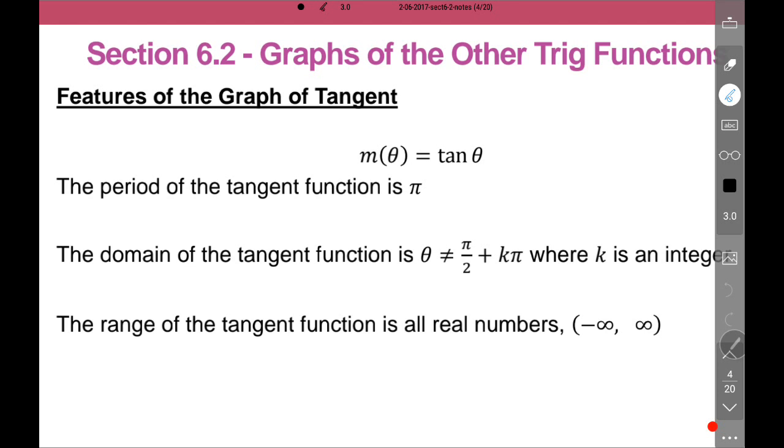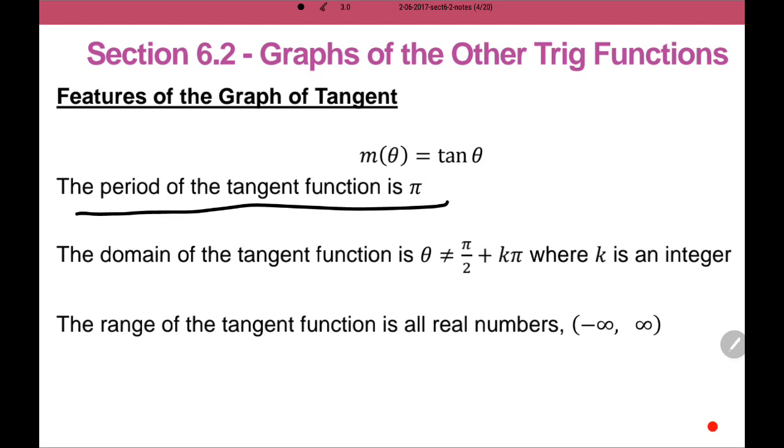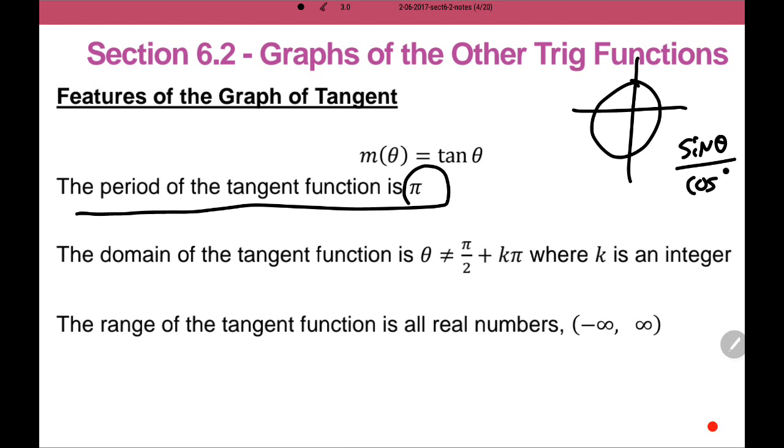One of the key differences here is that the period of the tangent function is going to be pi instead of 2 pi. Part of the reason for that is if you look at our unit circle, with tangent being sine over cosine, once we get halfway around the circle, we end up getting the same value on the other half of the circle because the negatives cancel out. So a circle is 2 pi all the way around, so since we only have half the circle, that's pi.